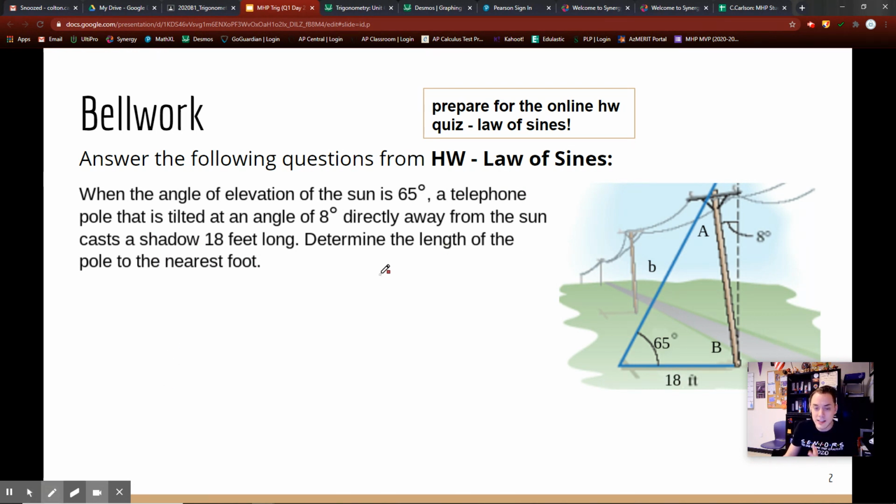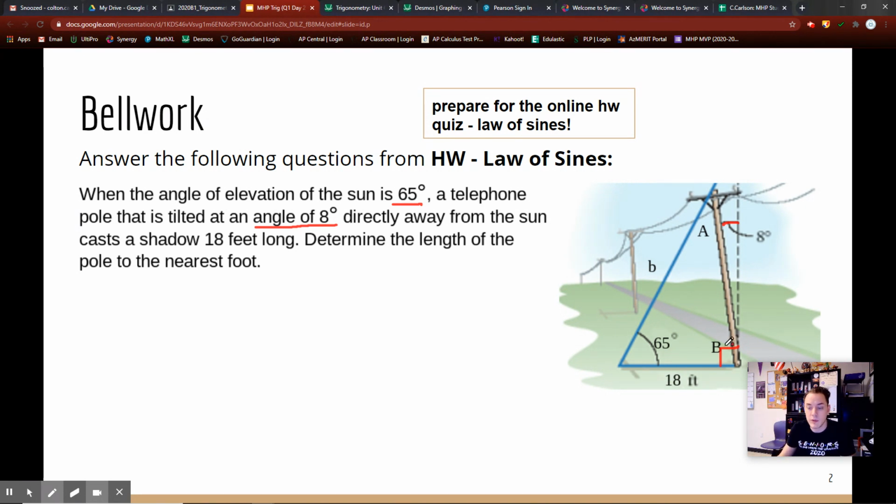Now, when it says the angle of elevation, it's just this right here. This 65 degrees goes up, and as you're looking up, that's the angle of elevation. So I just want to make sure you remember that. That angle is 65 degrees. The telephone pole is tilted at an angle of 8 degrees. So this angle of 8 degrees right here corresponds to this. Now this is a right triangle, but then it bends a little bit, like 8 degrees.